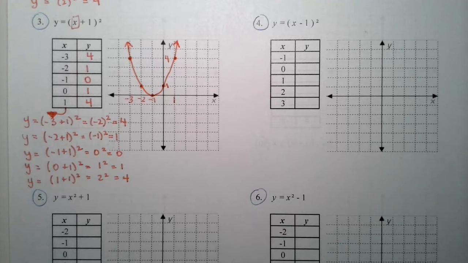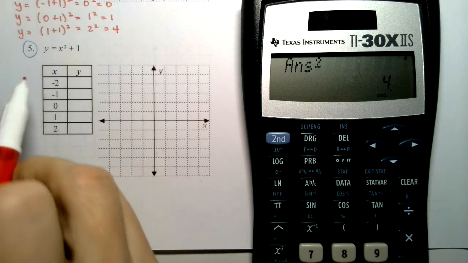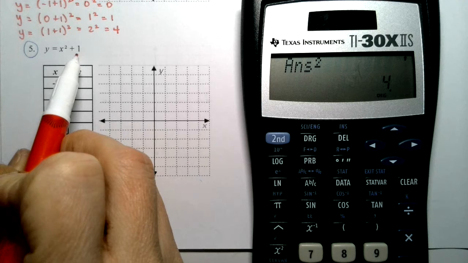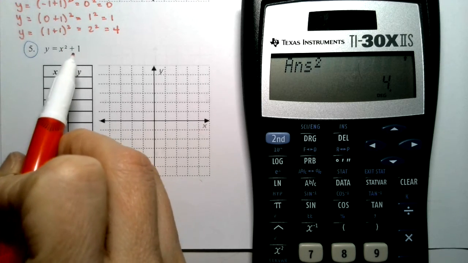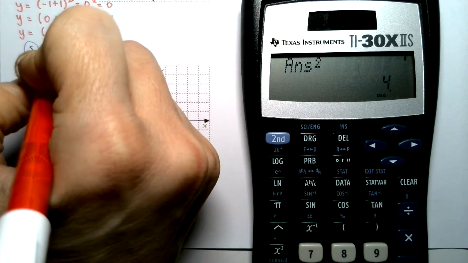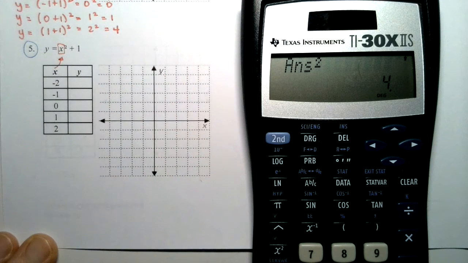We'll go on to answer number 4. I'm going to skip 4 for now and show you number 5. For question number 5, we have y equals x squared plus 1. So order of operations, we're going to do that square first, and then we're going to add 1. So again, everywhere you see an x, you're going to plug in these values.